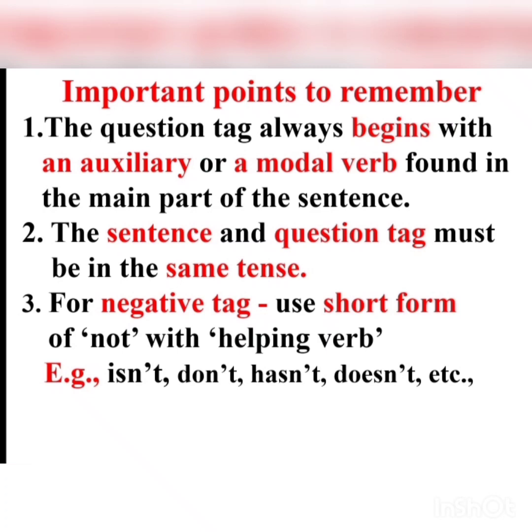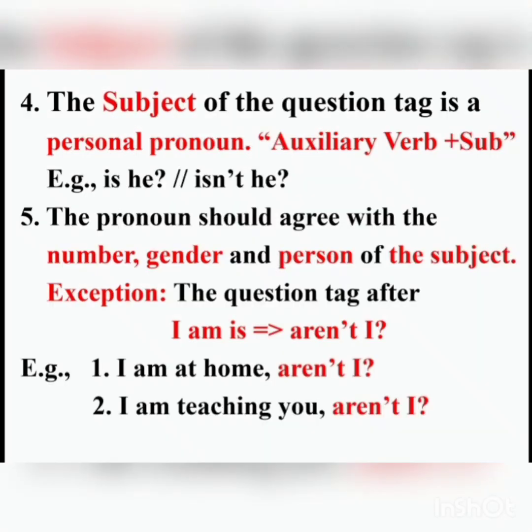For a negative tag, use the short form. We should not use the full word not. It should be like isn't, don't, hasn't, doesn't. The subject of the question tag is a personal pronoun, that is, auxiliary verb plus subject. That subject should not be a name, it should be a pronoun. The pronoun should agree with the subject in number, gender and person.